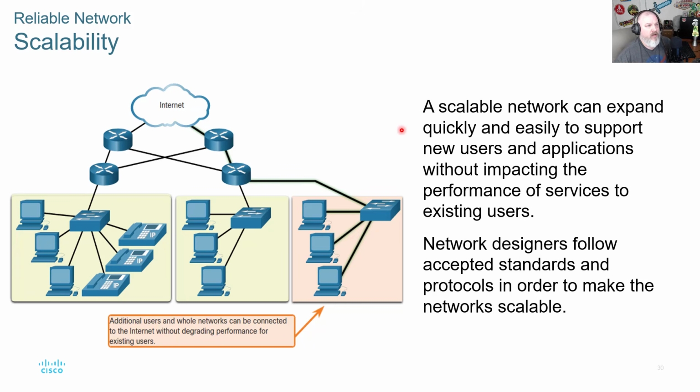Scalability. A scalable network can expand quickly and easily to support new users. So let's say that we had our network here, and now all of a sudden we need to add more users in. We're going to ramp up, and we have to hire 3 new people over here. So we're going to put this switch in. We're going to tie this switch into this router and then put the endpoints in. And within a few hours, we could have new computers and a new switch on our network and have those configured and up and running.